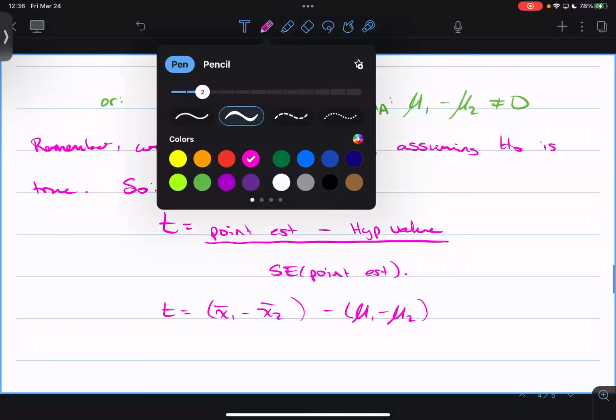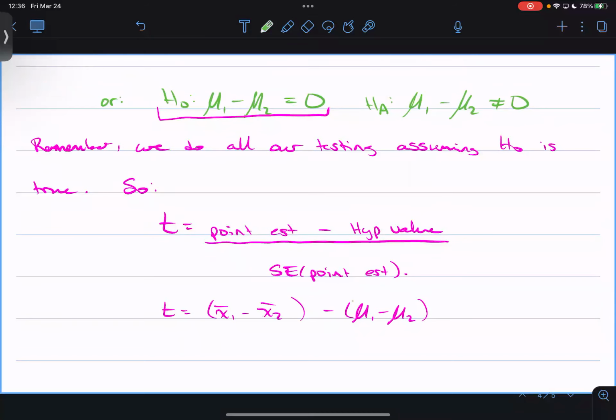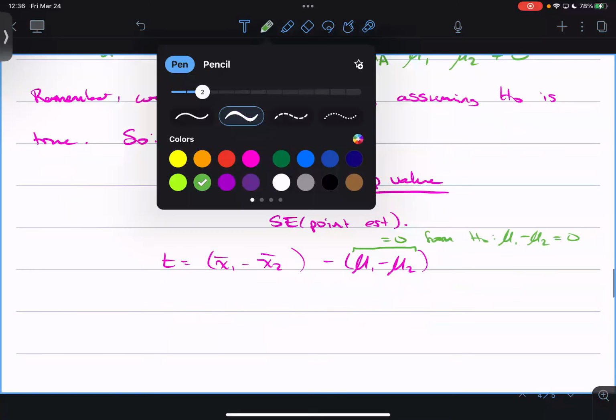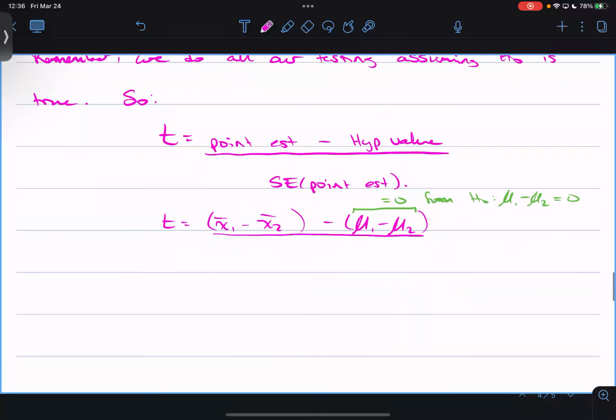But from here, this is equal to 0 from the null hypothesis that mu1 minus mu2 is equal to 0. Even if you use mu1 equals mu2, mu1 minus mu2 is still 0. They're the same. So it's not even included on your formula sheet because it would make it look way too big and nasty. And then divided by the standard error of the point estimate, which is S1 squared over N1 plus S2 squared over N2.